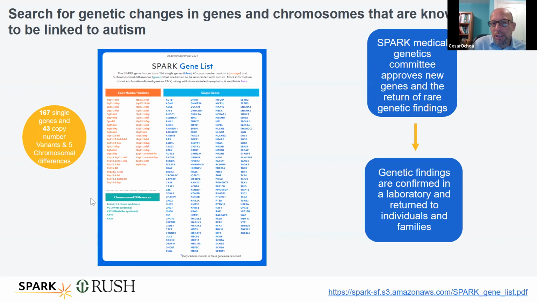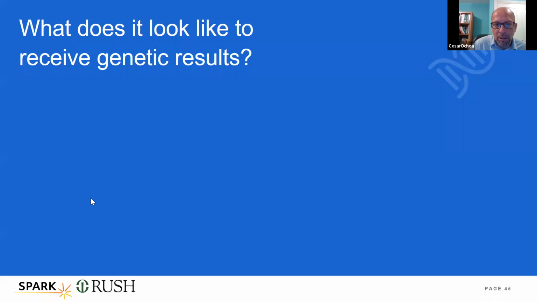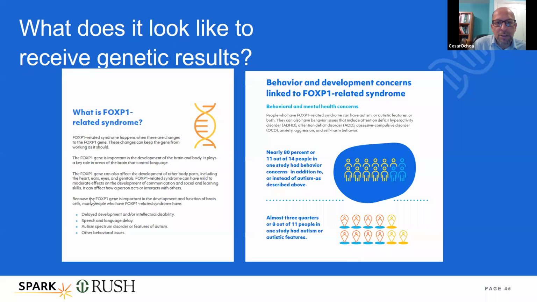So usually there's a committee that analyzes the data at Spark and determines when there's enough information to consider that a gene has the potential to cause autism. So this is what families get when they have a positive result. They get a report that explains the genetic variant and what we know about that genetic variant.